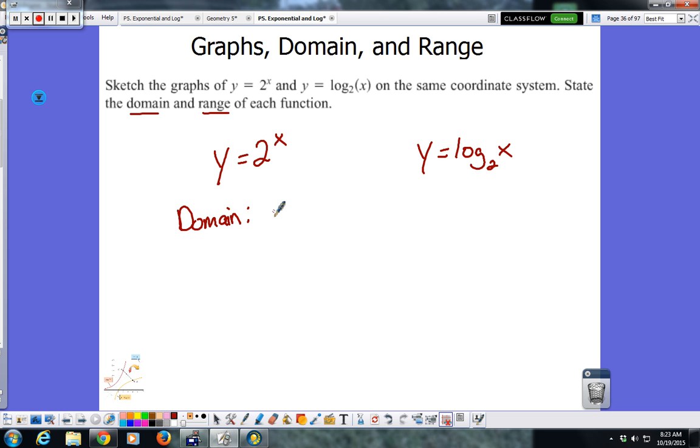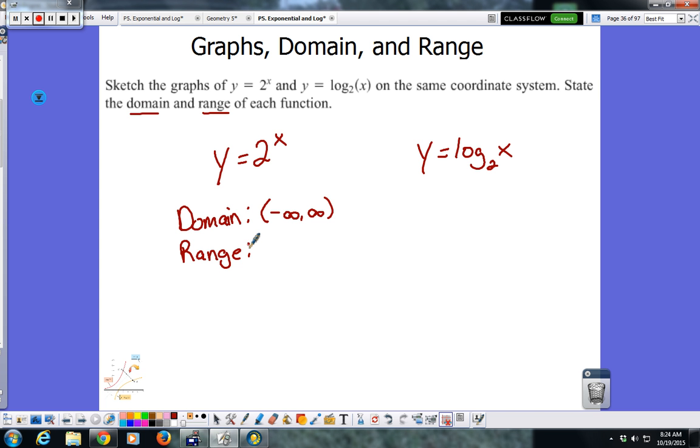Somebody want to help me with the domain here? All the values from negative infinity to all real numbers. You can find 2 to any power. This is different.